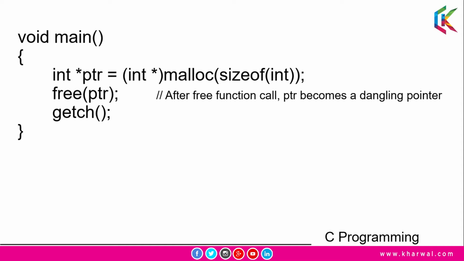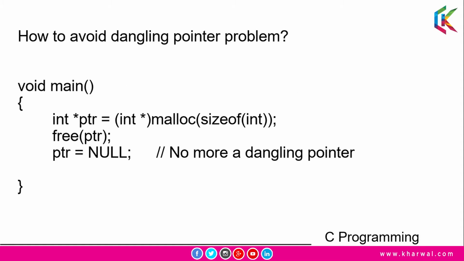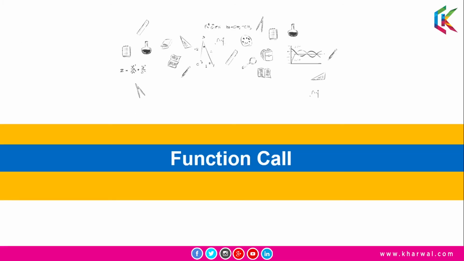Now guys, how can we resolve this kind of problem? We can assign NULL to this pointer. Now this ptr pointer is not a dangling pointer. Moving forward to the second reason, and that is function call. Guys, a pointer pointing to a local variable becomes a dangling pointer when the local variable is not static.